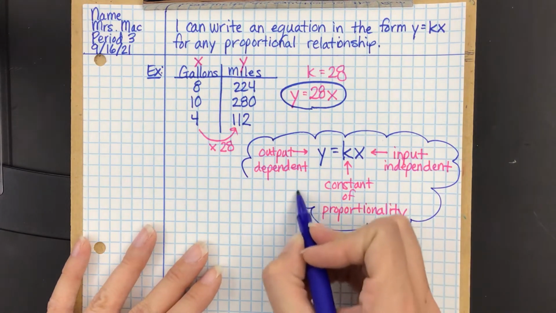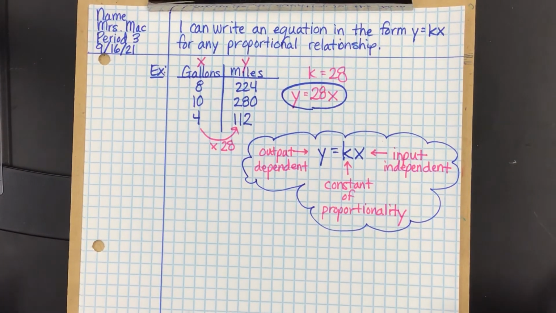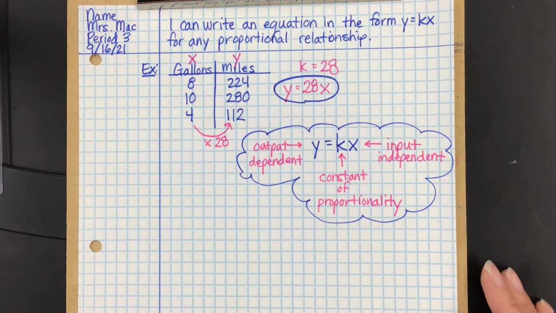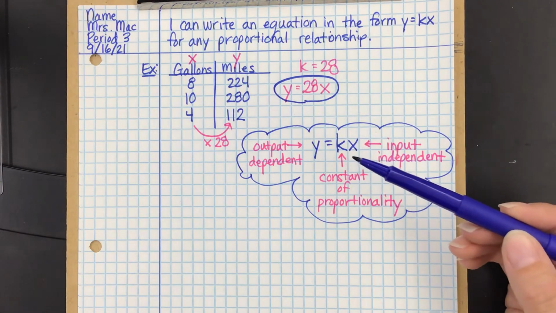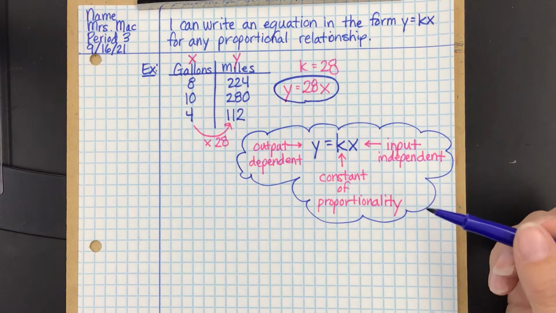Okay, so I just wanted to introduce you to the different ways that you can address your x and y. Input, output, independent, dependent, okay? And we're going to be using this format for all of our proportional equations. So let's take a look at a few more examples.